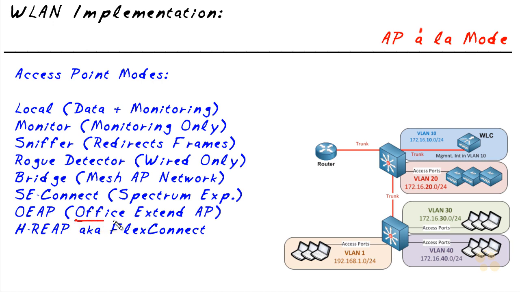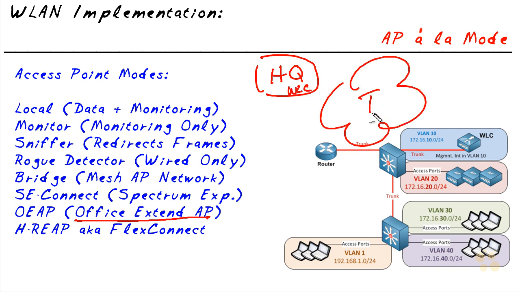The Office Extend AP is a fascinating idea, and I really like it. It goes something like this. Here we have the company headquarters, and up here we have the wireless LAN controller. Then we have this big cloud, which you and I love and know as the internet. And then we have the remote worker. Where are they? Well, let's say they're at their home office.